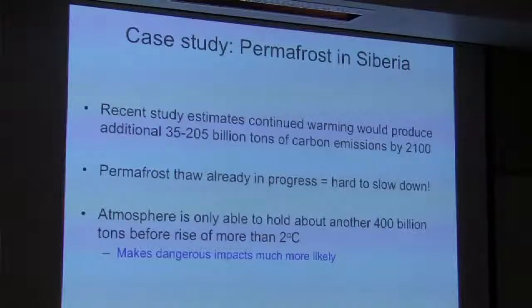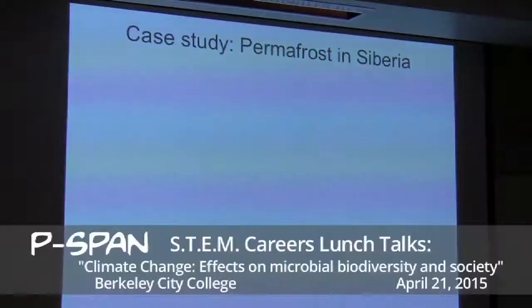So recent studies estimate that continued warming would produce an additional, this is a wide range, 35 to 200 billion tons of carbon emissions within the next century. So we know the permafrost is already thawing, and it's really hard to slow down. We also know that the atmosphere is only able to hold another 400 billion tons of carbon before we get to a rise of 2 degrees Celsius of global temperature. So it would make dangerous impacts much more likely.